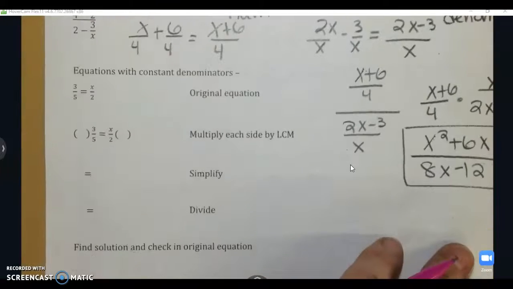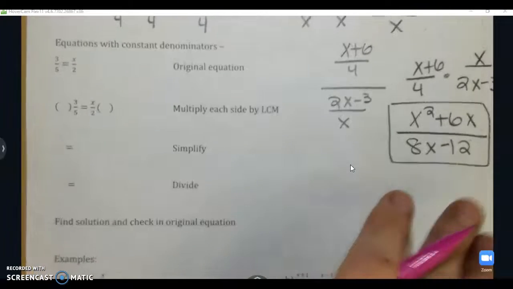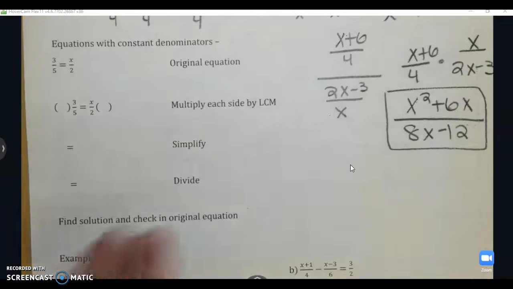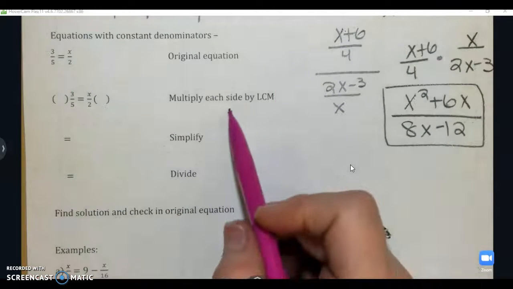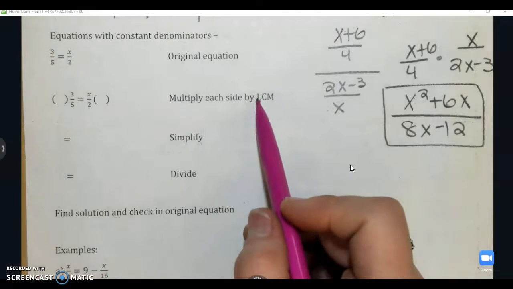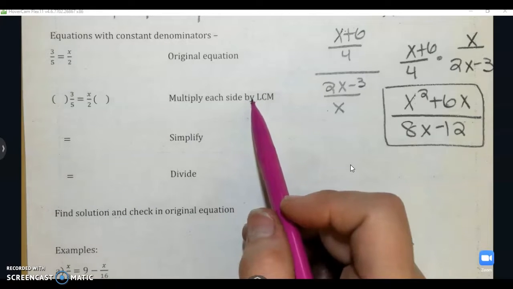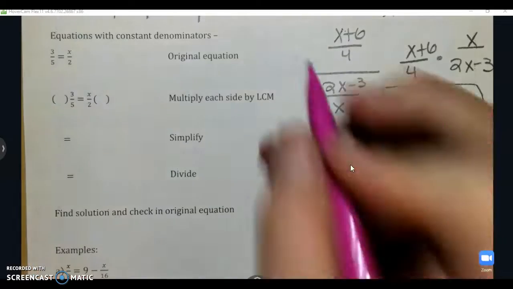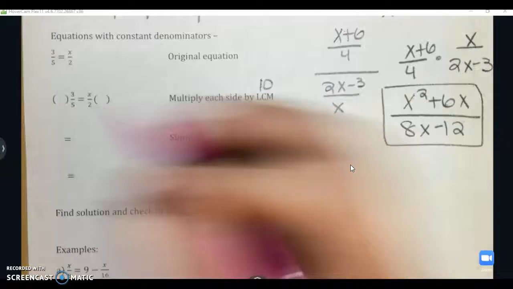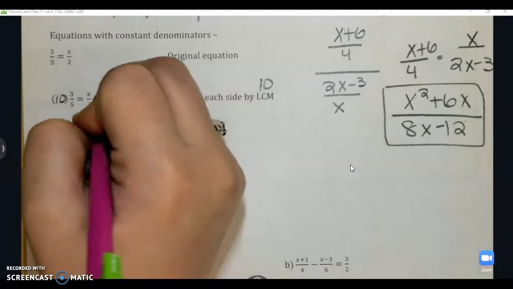All right, so now that that review is out of the way, we are going to look at solving rational equations. So the way we do this is we have our original equation, and you start by multiplying each side by the least common multiple. So again, you're looking at your denominators. In this first example, 5 and 2, my least common multiple is going to be 10. So we're going to multiply by 10 on both sides.